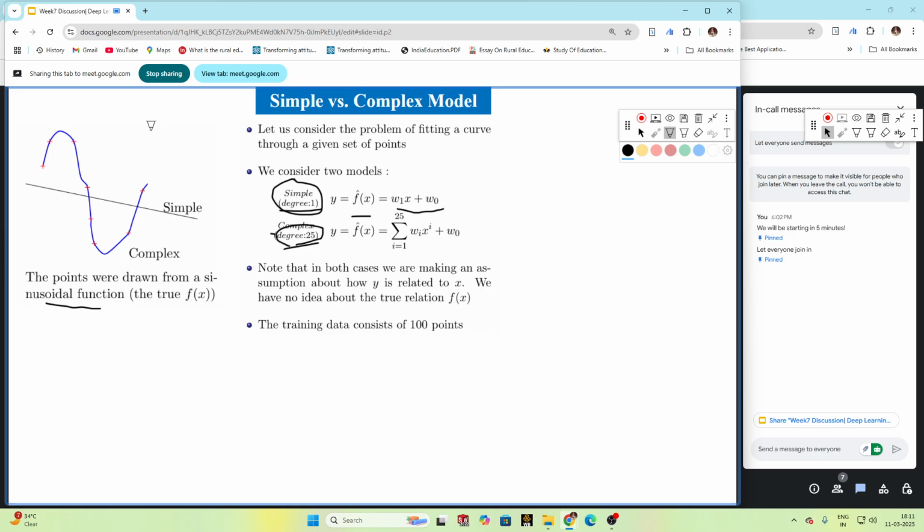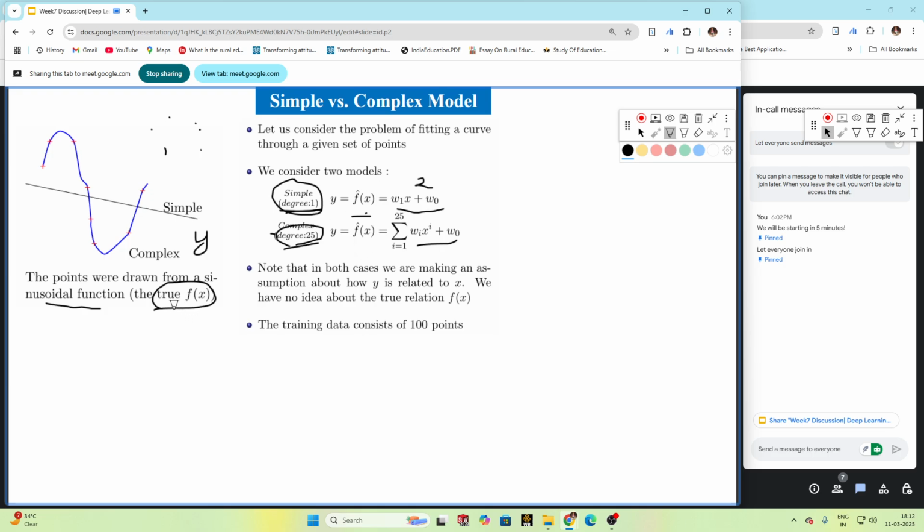So again I am repeating, I have many points, and I know that they follow a true function, that is the sinusoidal function, or y. Now with my neural network, I will be predicting the output. I will compare two types of predicted function. One, if the predicted function is simple, it has fewer parameters. Second, if the predicted function is complex, it will have more parameters. For the simple predicted function, I am taking a degree 1 polynomial, that is w1x plus w0, so it has only two parameters. For a complex model I am taking a degree 25 polynomial that has 25 plus 1, that is 26 parameters. Okay, so that is about the true relation f(x) and the predicted relations.